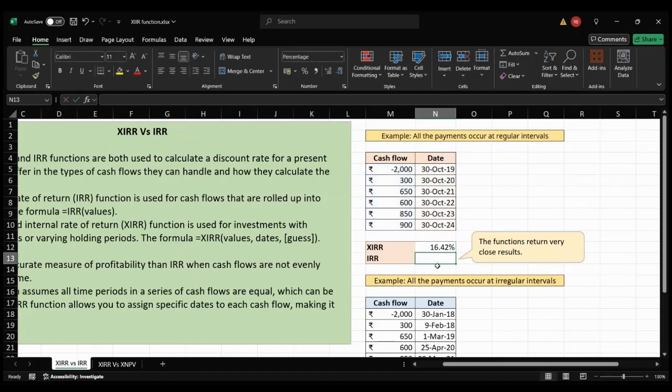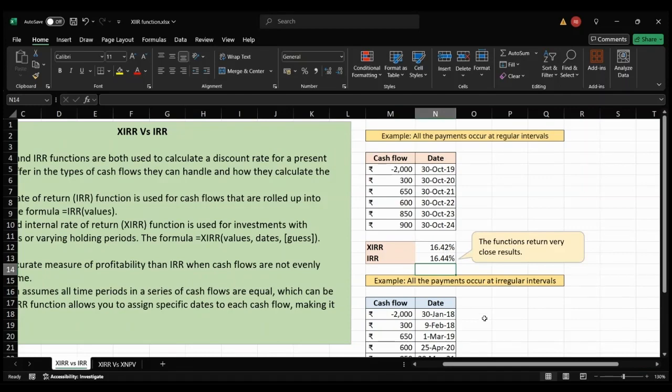So we got 16.42. Now we shall calculate the IRR function, equal to IRR. Then we have to select the range of cash flow, and we got 16.44. Here when we compare these two, the difference is very little. The results are found to be close to each other. The difference is very little.